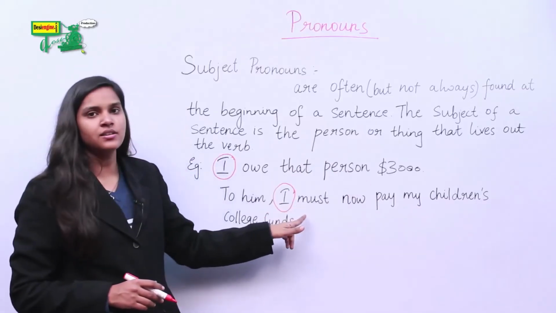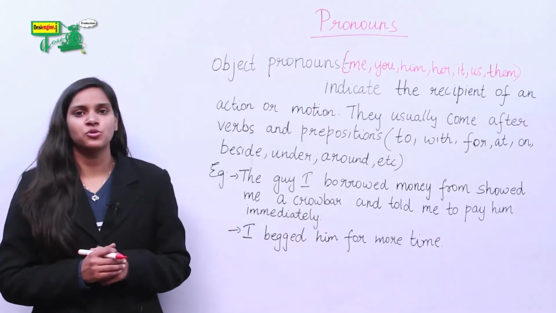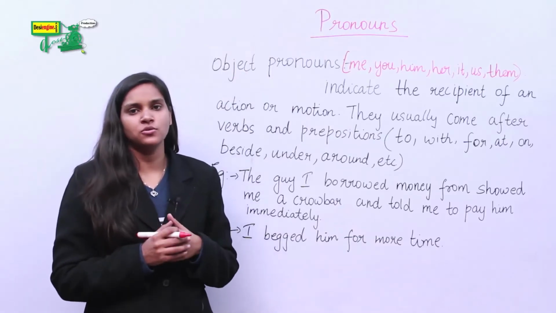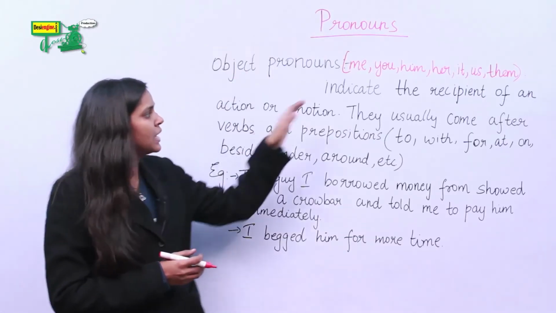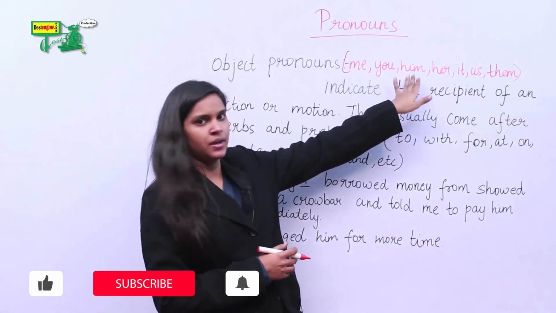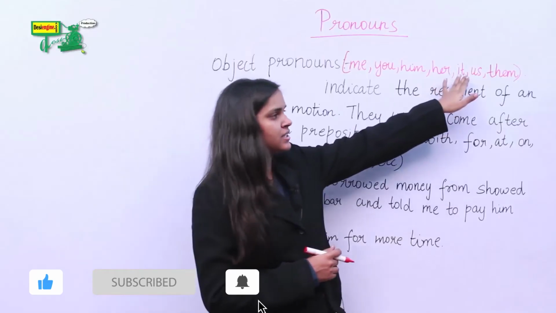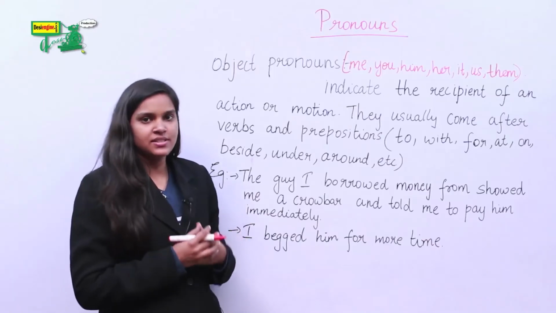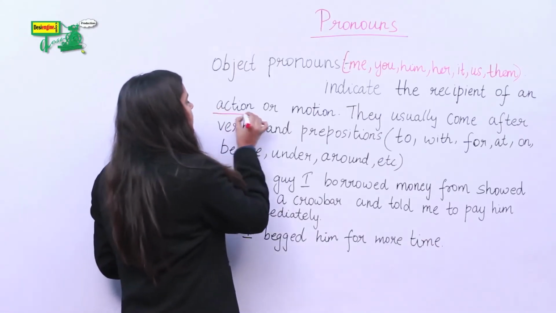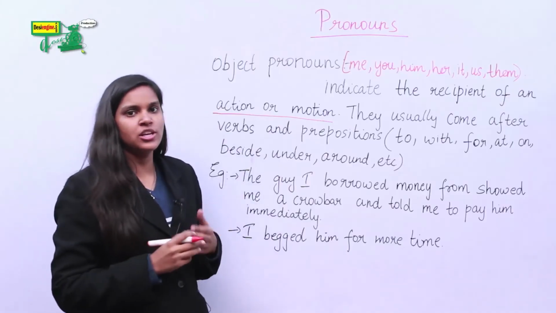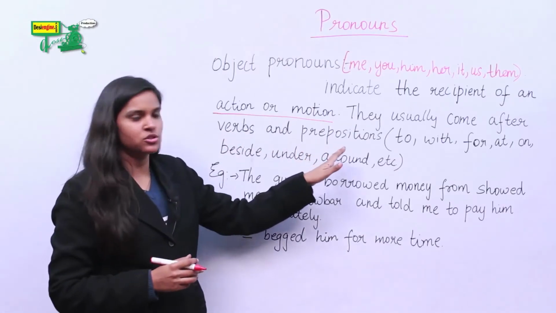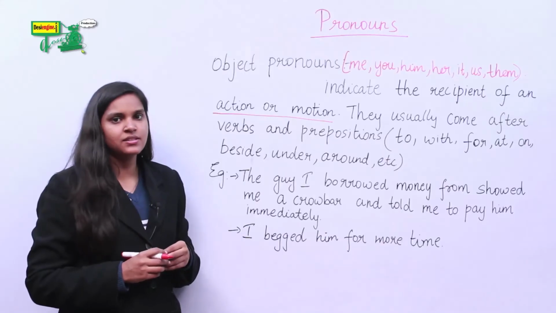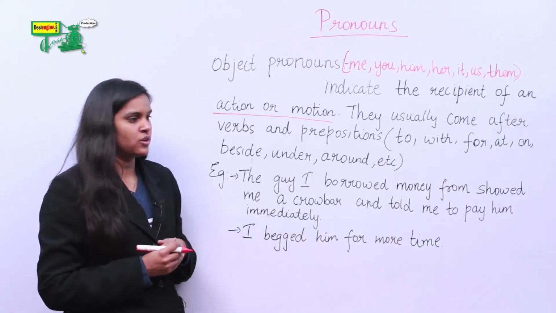Therefore, this is our subject pronoun. The next kind of pronoun that we are going to study is object pronouns. The list of pronouns that count as object pronouns are me, you, him, her, it, us, and them. Object pronouns indicate the recipient of an action or motion, and they usually come after verbs and prepositions like to, with, for, etc. Let's take a few sentences and try to understand object pronouns.